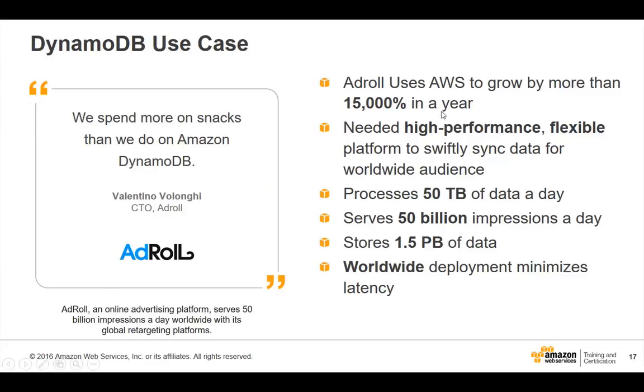Let's look at a use case here. This is a company called AdRoll, and they used AWS to grow by 15,000% in a year. They needed a high-performance flexible platform to swiftly synchronize data for a worldwide audience. They're doing 50 terabytes of data a day, 50 billion impressions, stores petabytes of data, and it's had worldwide deployment, allowing them to minimize their latency. As they say here, I love this quote, "We spend more on snacks than we do on DynamoDB." And that's the advantage of Dynamo.